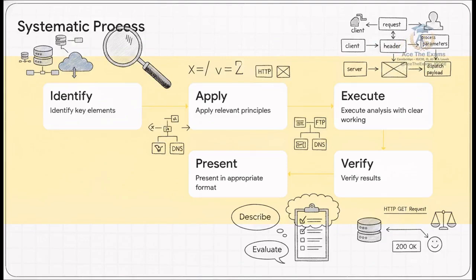Step 4. Verify results. Stop and look back at the command word in the question. Did they ask you to describe or did they ask you to evaluate? Because those require two completely different answers. And finally, Step 5. Present format. Using this exact 5-step method, Sam takes a rushed, terrible answer like, the server sends data back, and transforms it into a highly structured HTTP GET request analysis that properly evaluates the scenario. It's a total game changer.